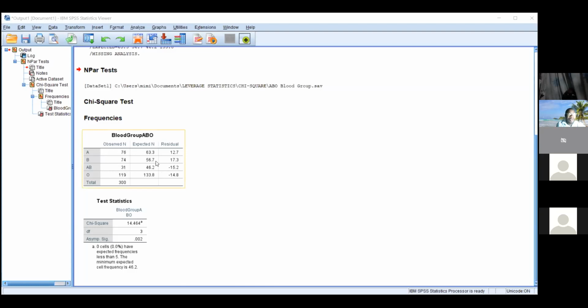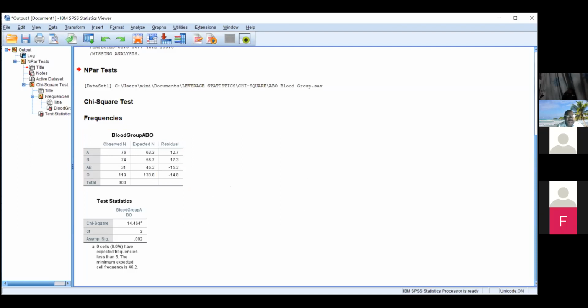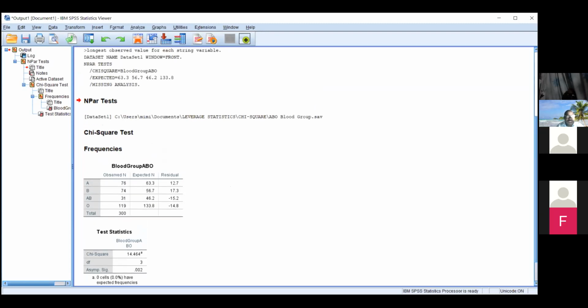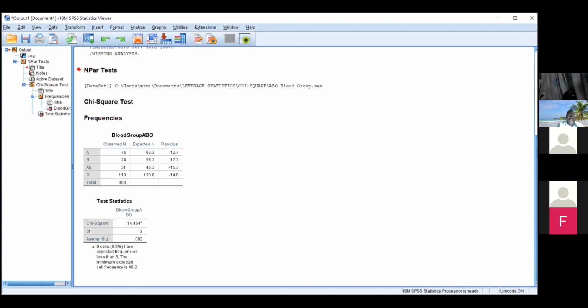Can you see now? It has listed the observed frequencies, 76, 74, 31, 119, and also the expected frequencies, which you put there. And now calculate the difference. Can you see the difference? That's when we subtract expected from observed. Some are positive, some are negative. If you add them together, it gives you 0.